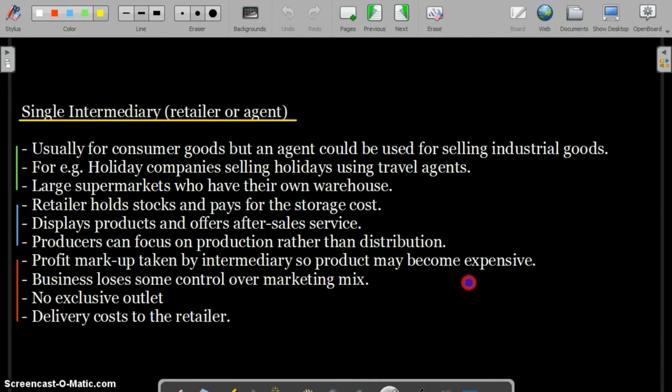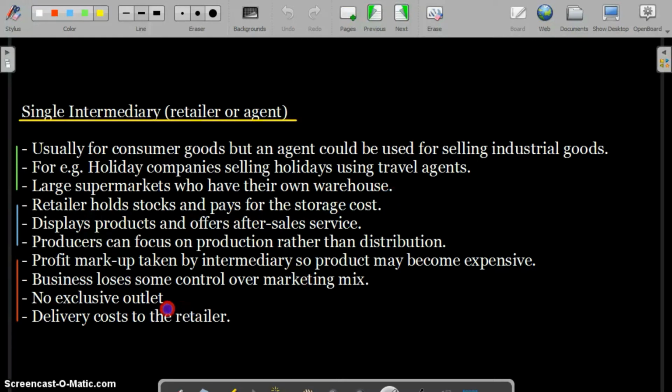So it might not be good for products which are elastic, because if the price increases, then the demand will drastically decrease. So you have to be first sure about the price of the product, and make your choice accordingly. As the business loses with someone in between, they lose some control over the marketing mix, because how the product is displayed or placed is all up to the supermarket. The business cannot do anything about it.